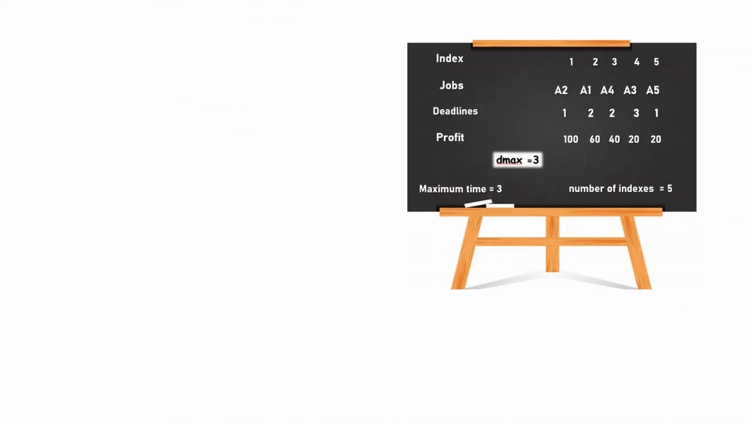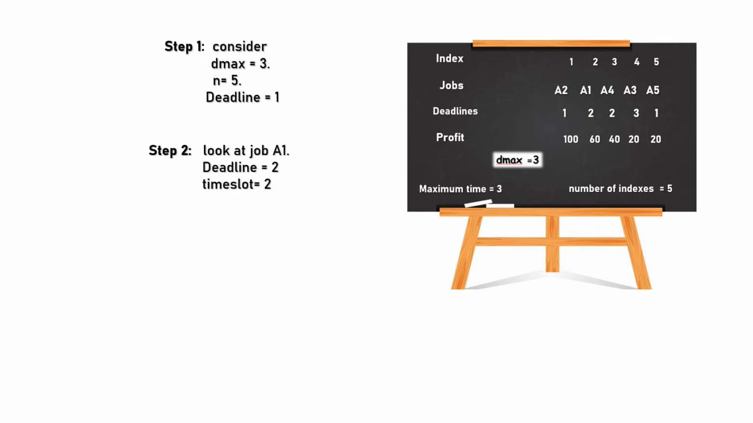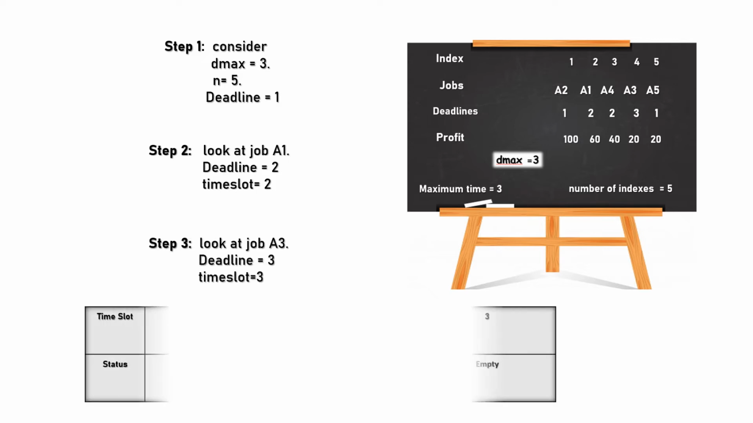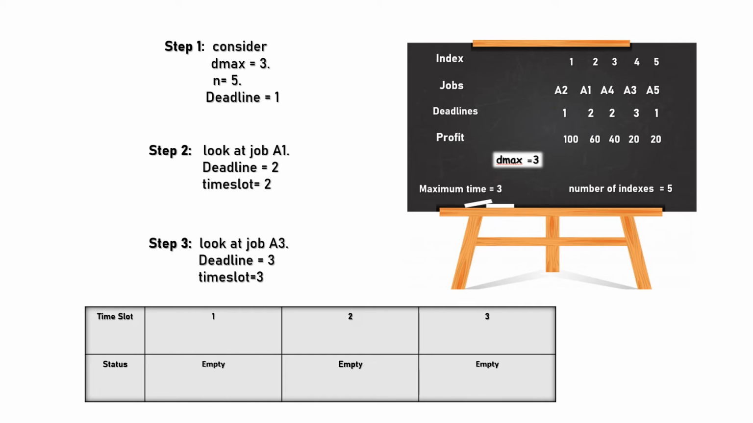Let's see the time slots. Initially, consider the 0th index. Step 1, consider Dmax equals 3, N equals 5. Look at job A2, deadline equals 1. Step 2, look at job A1, deadline equals 2, time slot equals 2. Step 3, look at job A3, deadline equals 3, time slot equals 3. This is the 0th index slot table. We haven't done any job, so the status is empty for every time slot.